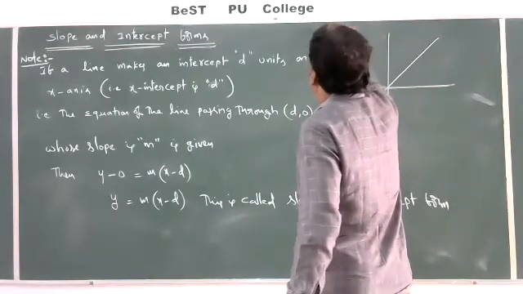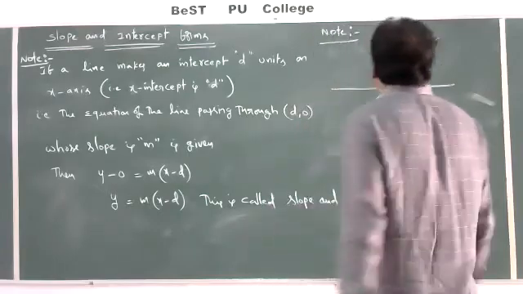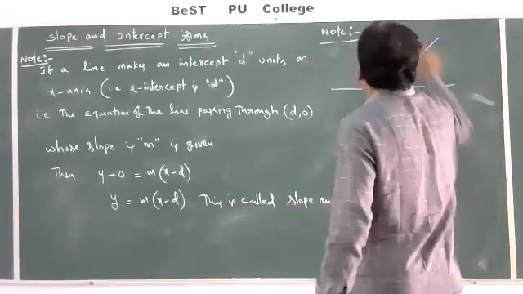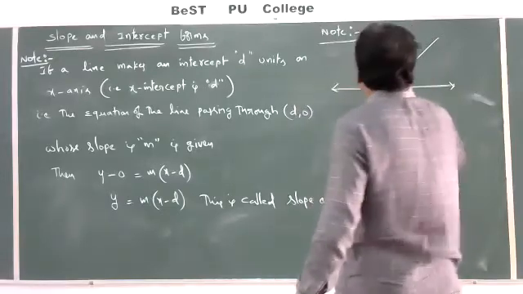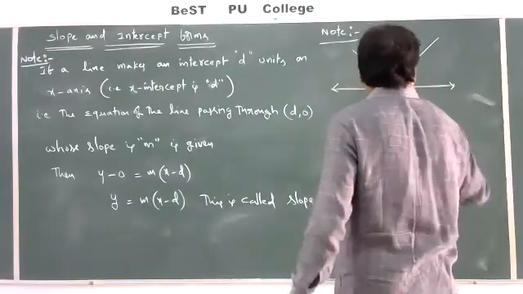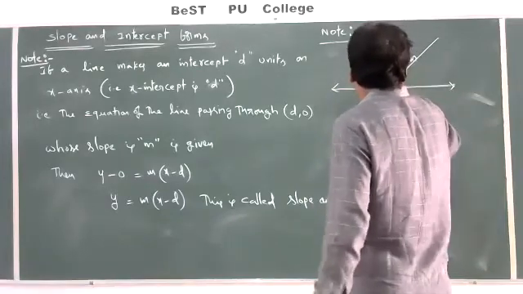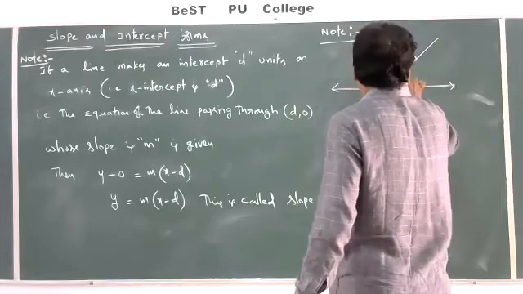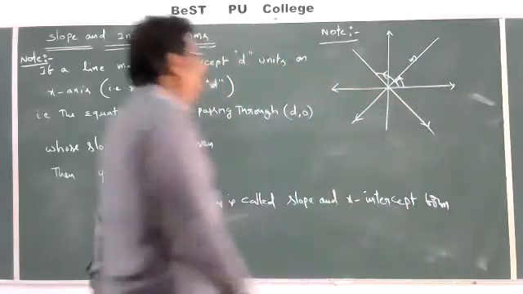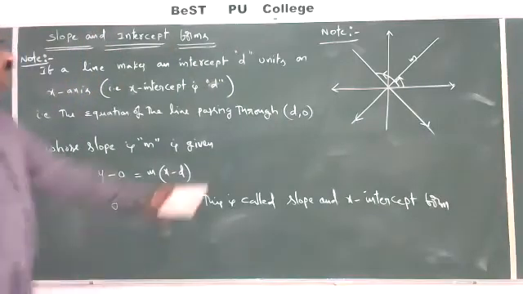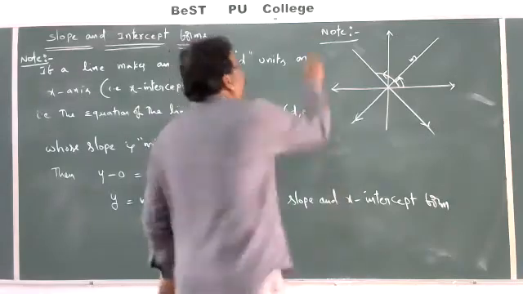Note another point. If a line passes through the origin, draw this figure. Note again, the second point.